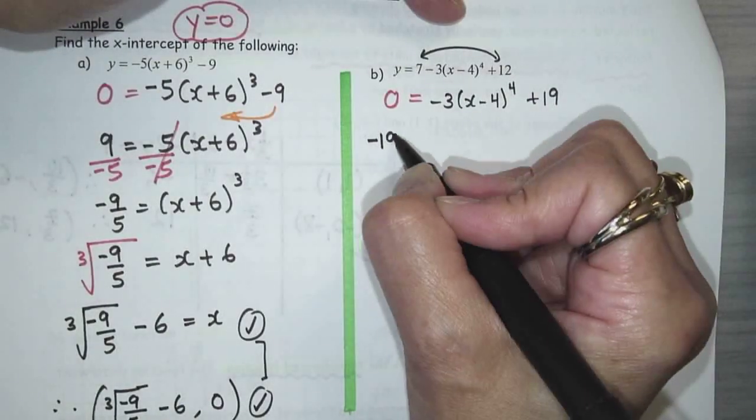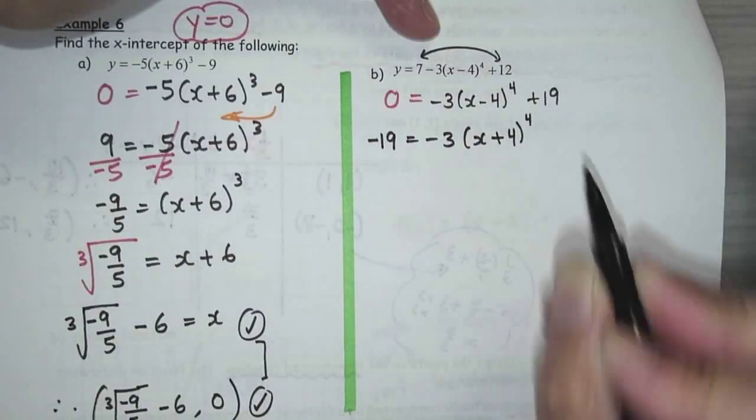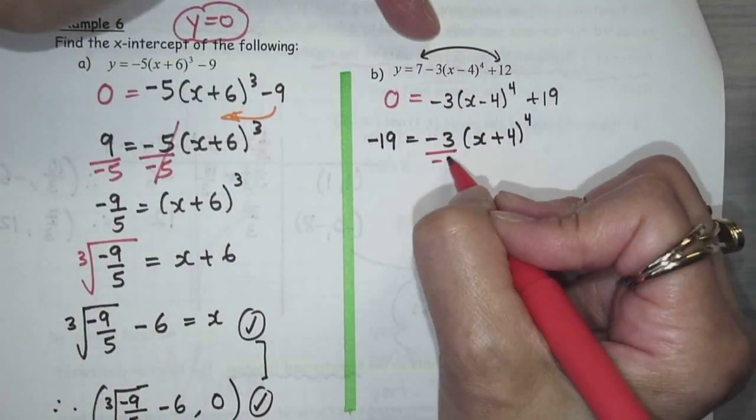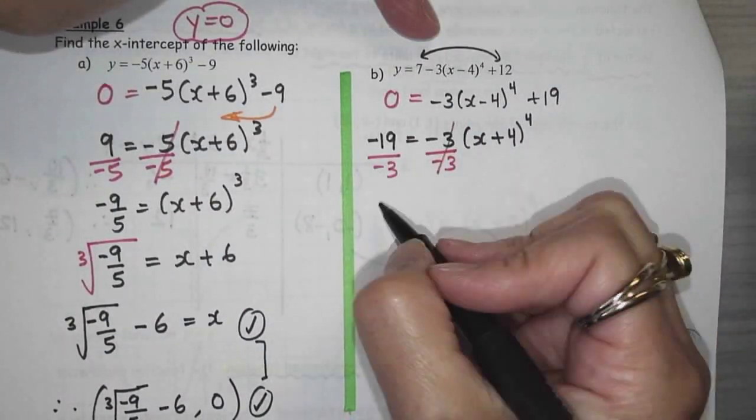So negative 19 equals negative 3 times the bracket. Divide both sides by that negative 3. The 2 negatives cancel out.